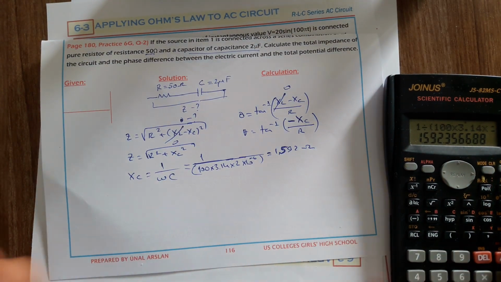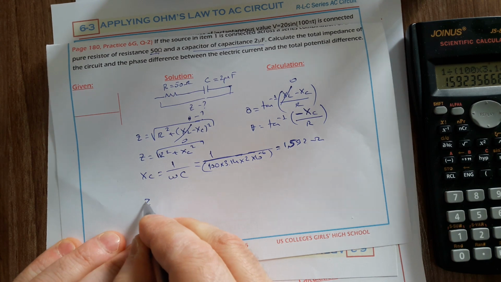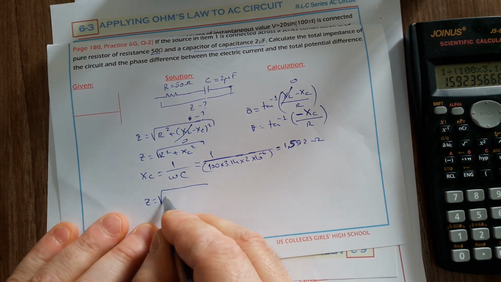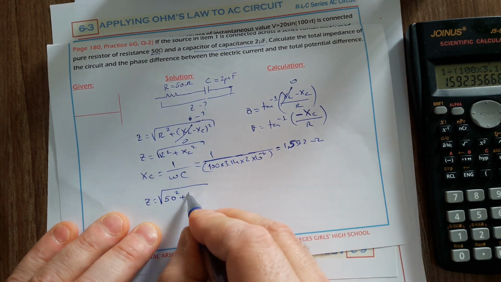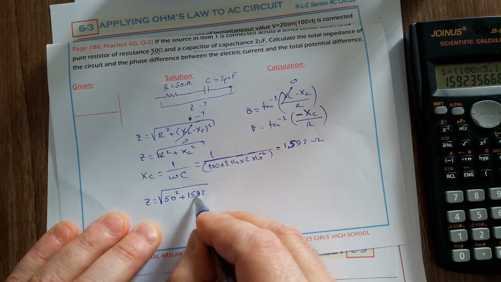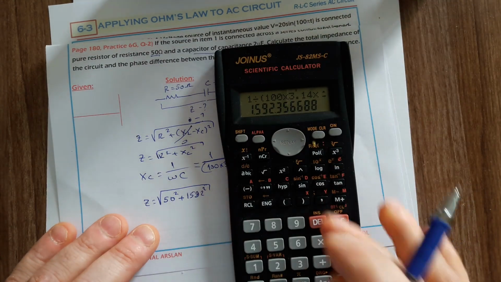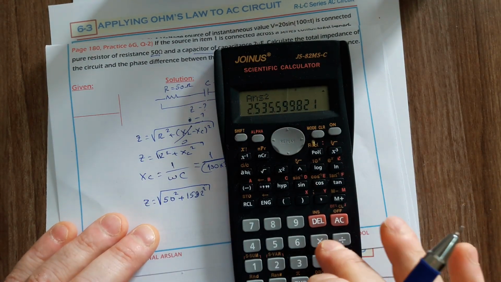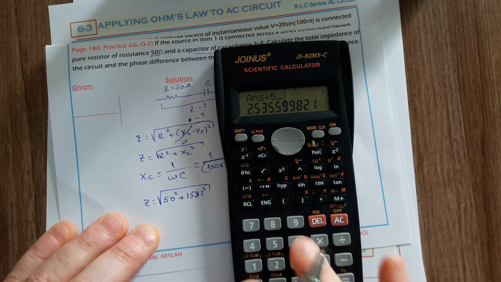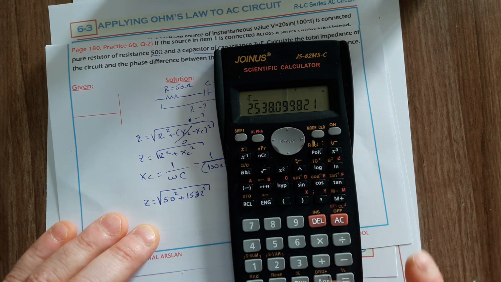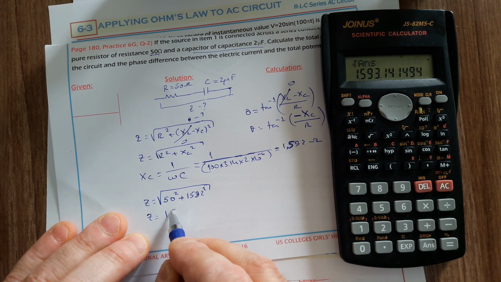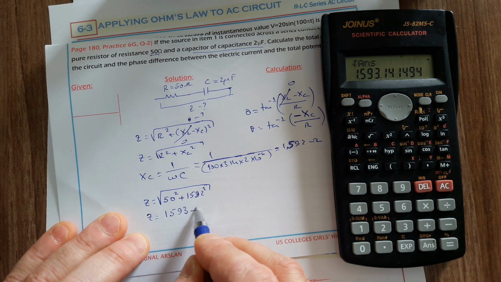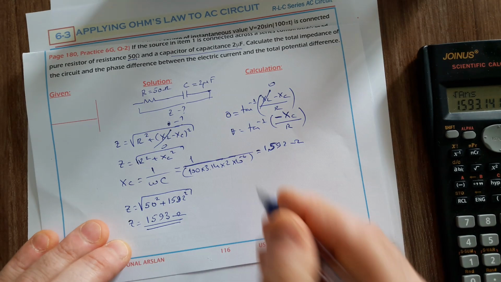Now we can calculate Z. Z is equal to the square root of R squared plus XC squared, where R is given as 50 and XC is 1592. Take the square root of this number, and the answer is 1593 ohm. And then theta.